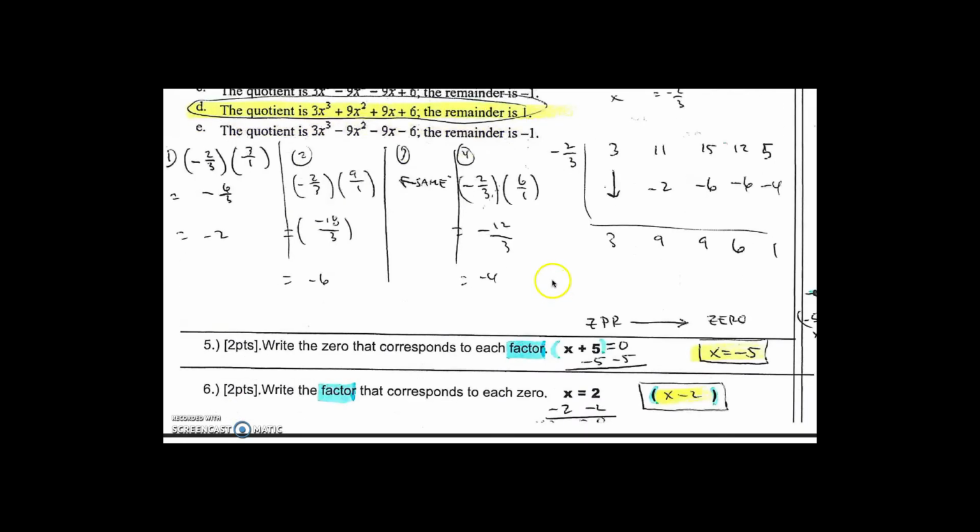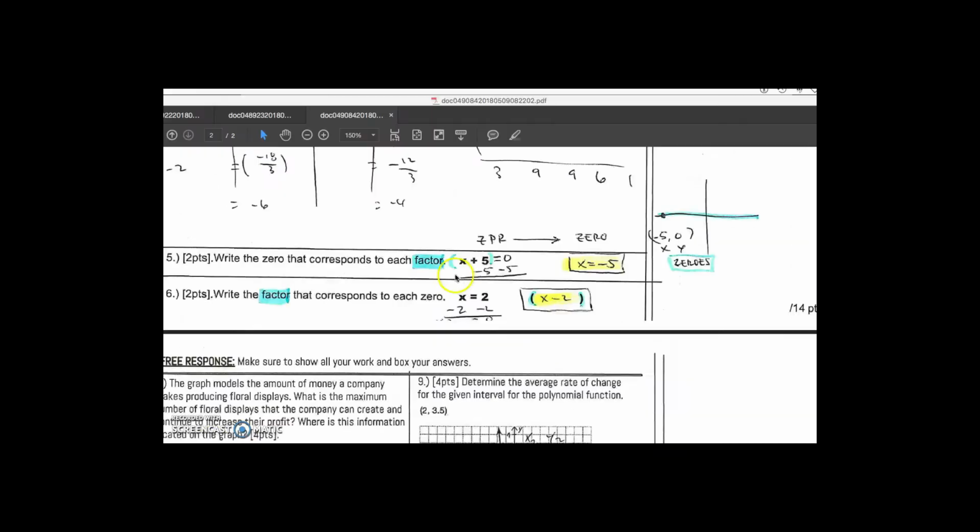Question number 5 and question number 6 say, write the 0 that corresponds to each factor. So what is a factor? The factor here is x plus 5, and I put that in parentheses in blue. So this is a factor. What do I do with the factor? It tells me to write the 0.